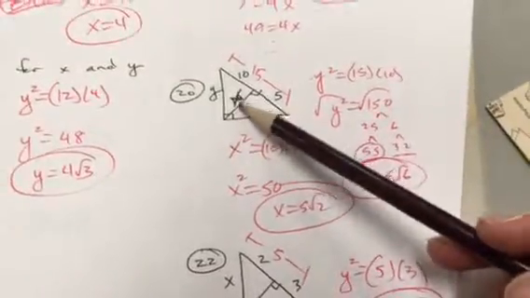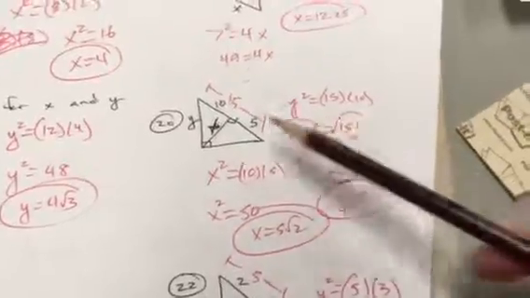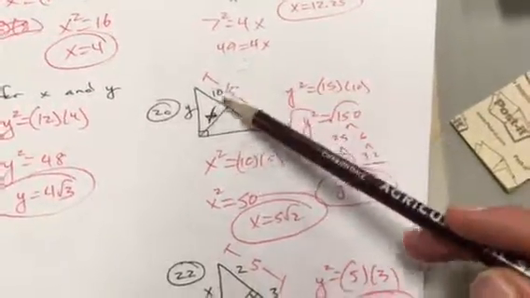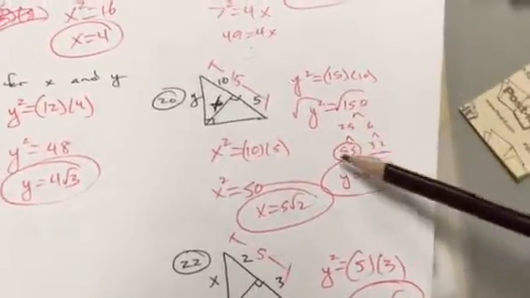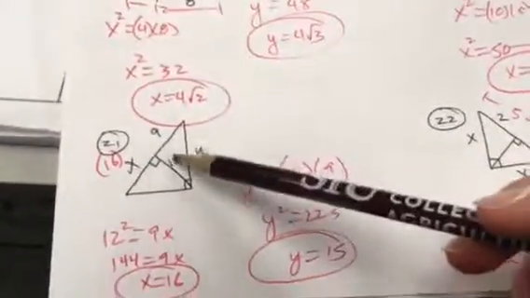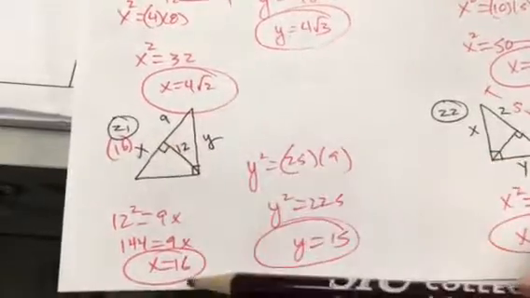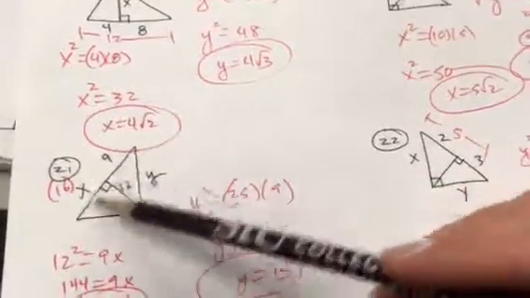Let's solve for x. Height squared is one part of the hypotenuse times the other. Break it down. Leg squared is the whole hypotenuse, which is 15, times the part it touches, which is 10. 15 times 10 is 150. 25 and 6. 25 is 5 and 5. 5 root 6 there. Here, you have to figure out what x is first. So height squared, 12 squared, is 9 times x. You get 16. That means the whole hypotenuse is 25.